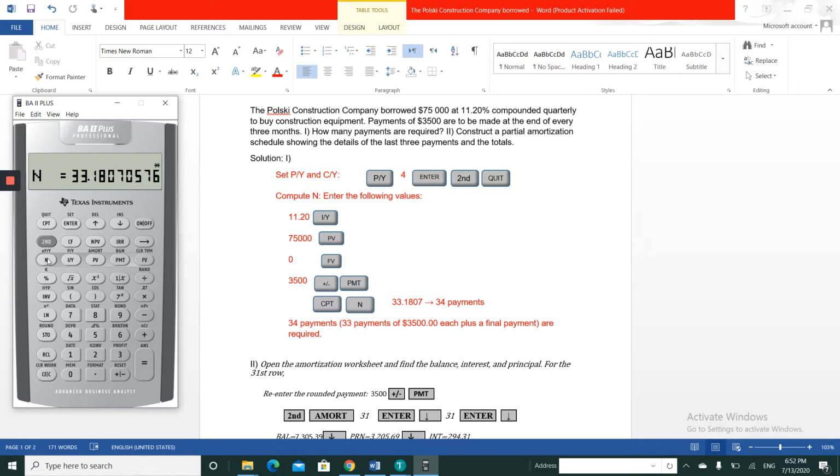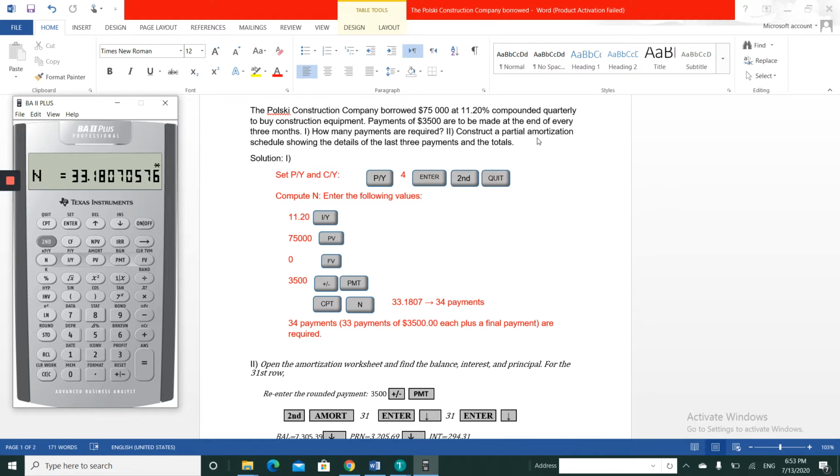So round the number to the next integer number. The next integer number after 33.18 will be 34. So the total number of payments is 34 payments: 33 payments of $3,500 and the final payment. Okay, so N, the total number of payments, is 34.